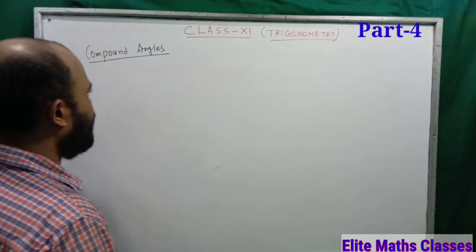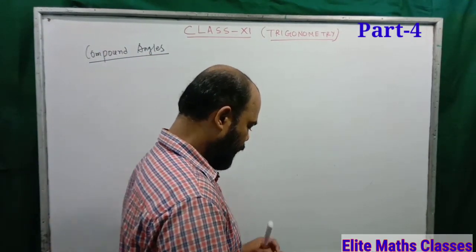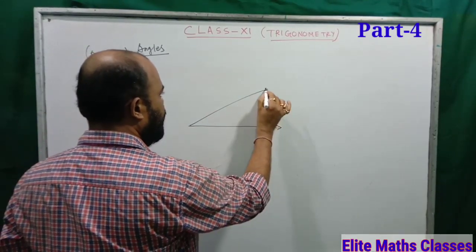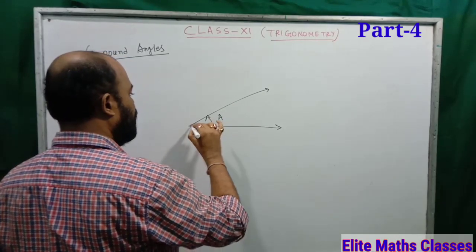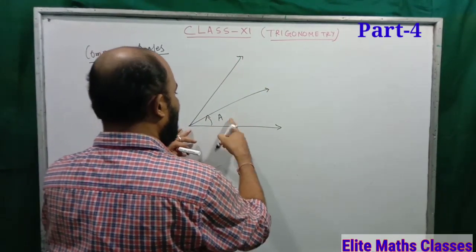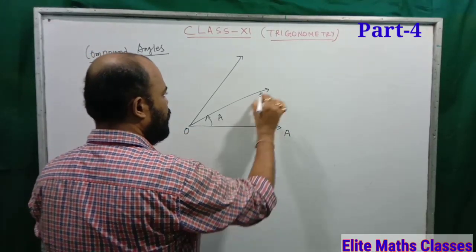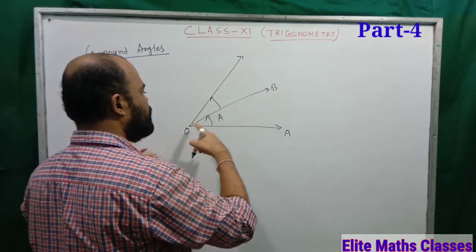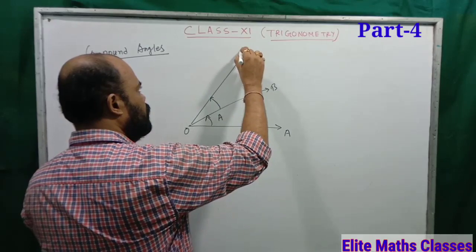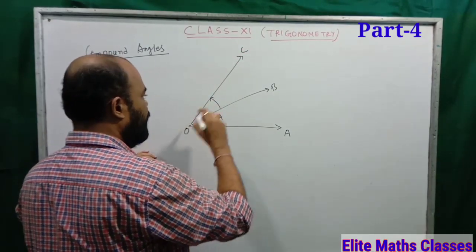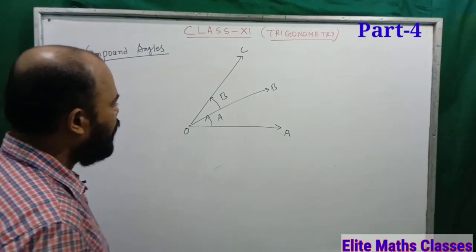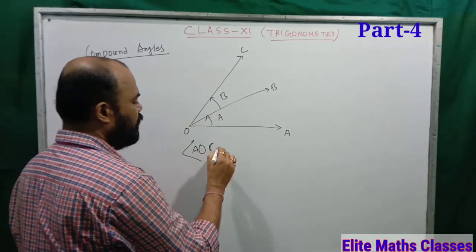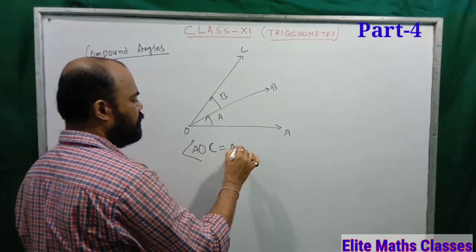The chapter name is compound angles. Before starting the formulas, let us see what compound angles are. Say this one is a given angle, this is angle A. Now when the angle A is given, the line OA is the initial side and the line OB is the terminal side. Say this angle, measuring from OB, taking OB as the initial side and OC as the terminal side, measures B. Now the question is, what is the angle AOC?